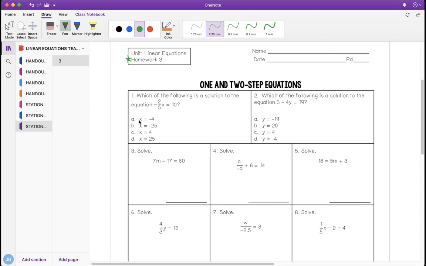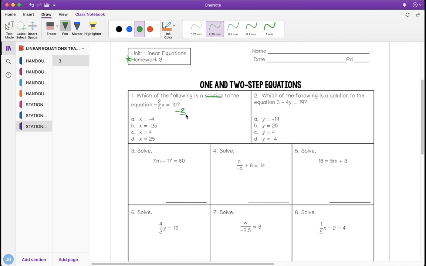So number 1 says, which of the following is a solution? Solution's a big fancy word for answer to this equation. So we have -2/5 x equals 10. Now you can do this a long way, and the long way would literally be taking each of these answer solutions here and plugging them in for x to see if you get the answer of 10. Or you can just solve for x.